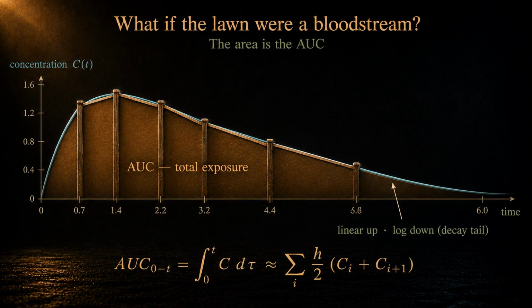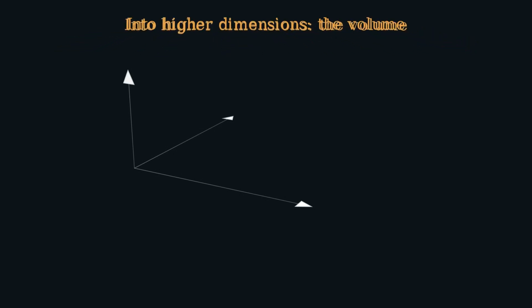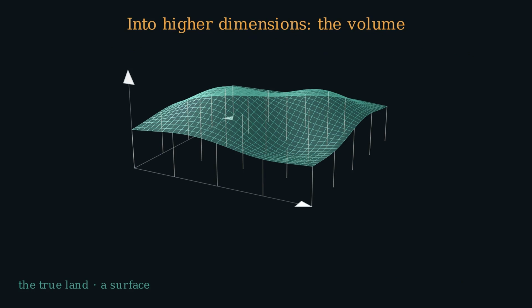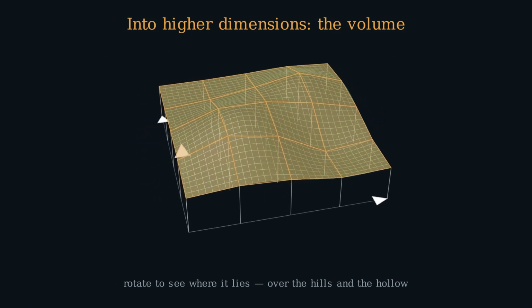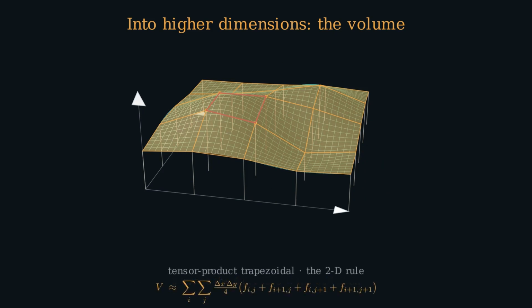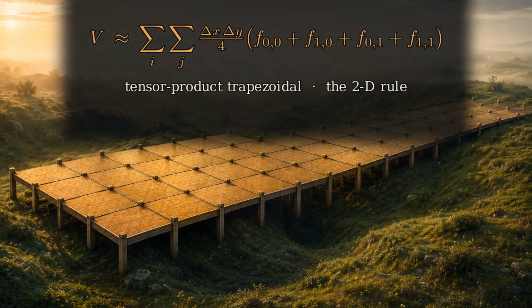And the boardwalk doesn't stop at a line. Let the ground roll in 2 directions at once, a whole landscape. Now the planks become flat panels, resting on a grid of posts, a deck over the rolling land. The volume trapped under the deck approximates the volume under the terrain, 1 cell at a time. Average the 4 corner heights, times the little patch of area. Sum them all, and you have the 2-dimensional trapezoidal rule. The very same idea, one dimension higher.